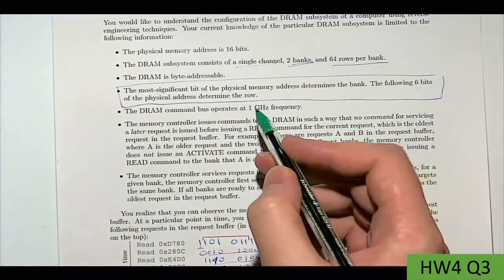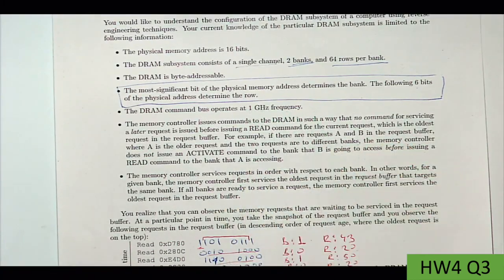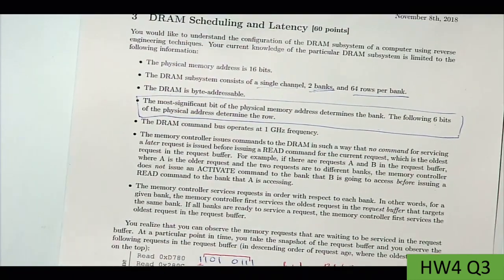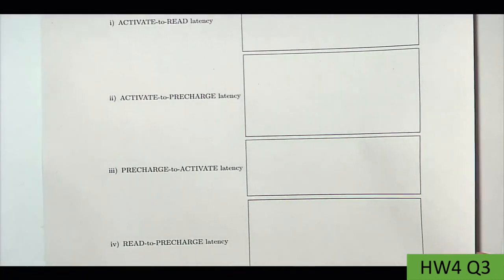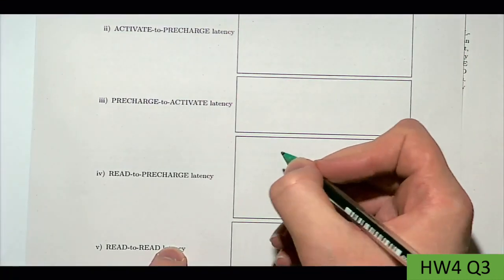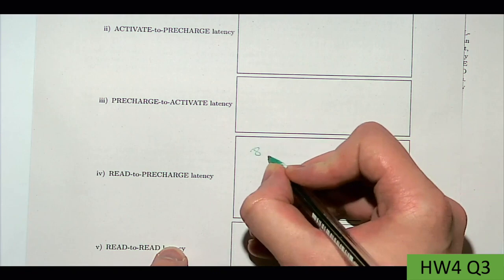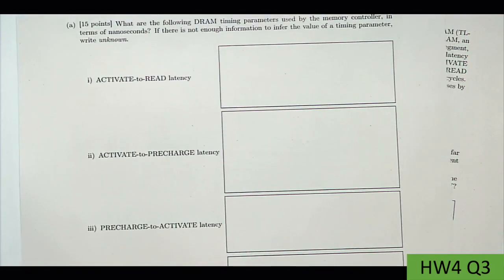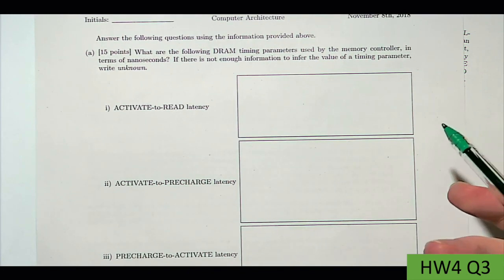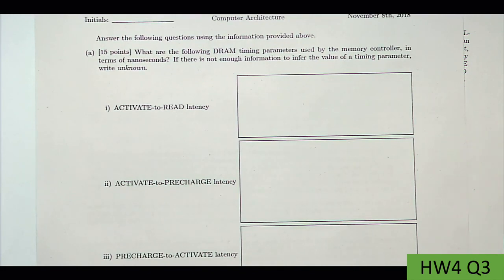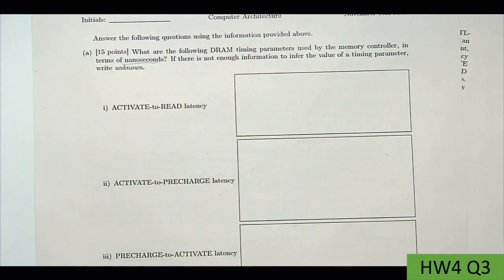So we have the frequency given here. It's 1 gigahertz, which translates to 1 nanosecond per clock cycle, right? So if we have 8 cycles here, we can fill it in here, so it's 8 nanoseconds. So here in part A, if you remember, it asks us to fill in the timing parameters in terms of nanoseconds, yeah. So here, or right unknown.